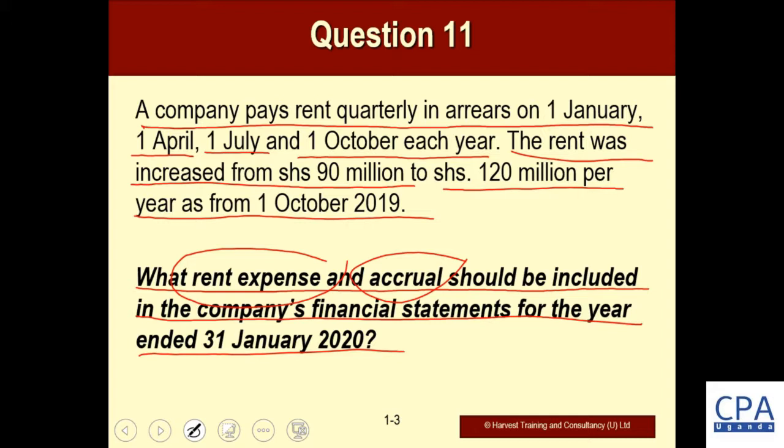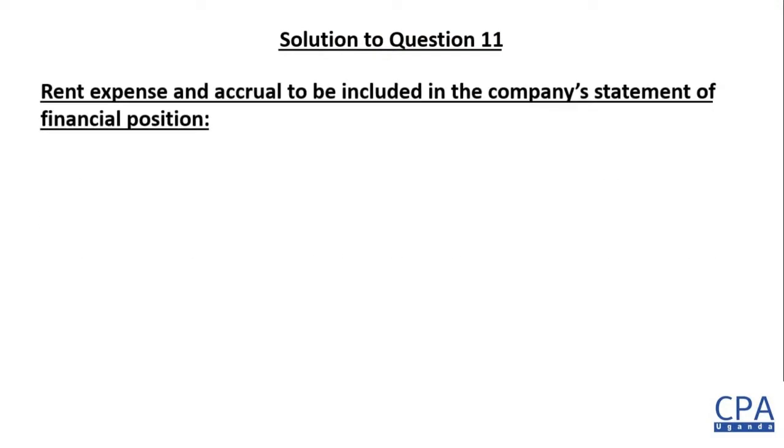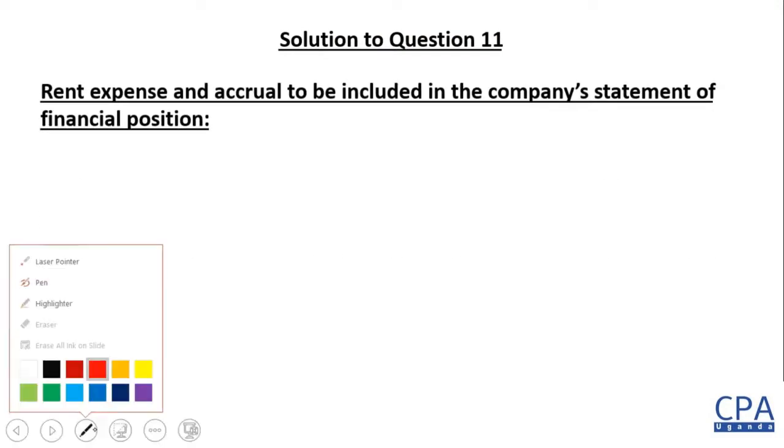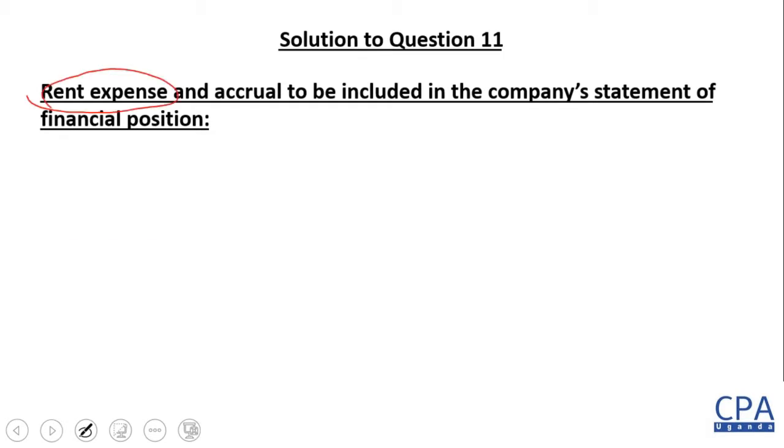So straight away going into our solution. Our solution to question 11, in which we are required to determine the rent expense and the accrual to be included in the company statement of financial position. Now, the rent expense, of course, will be indicated in the company statement of profit or loss, whereas the accrual, as I've mentioned, will be included in the statement of financial position as a current liability.